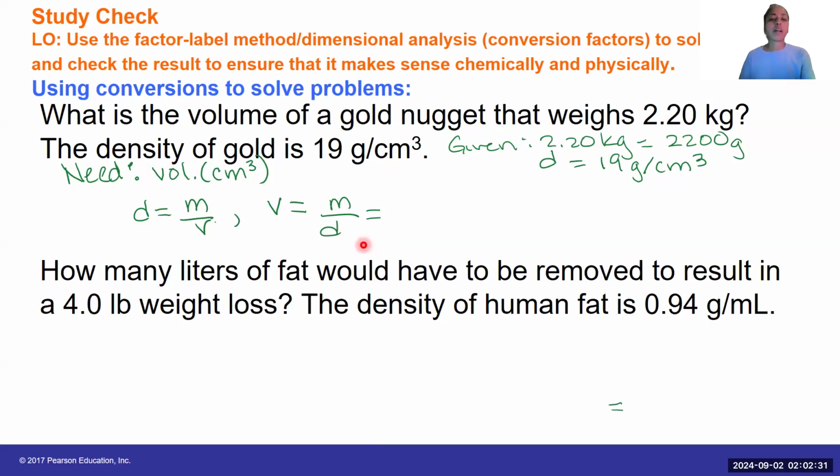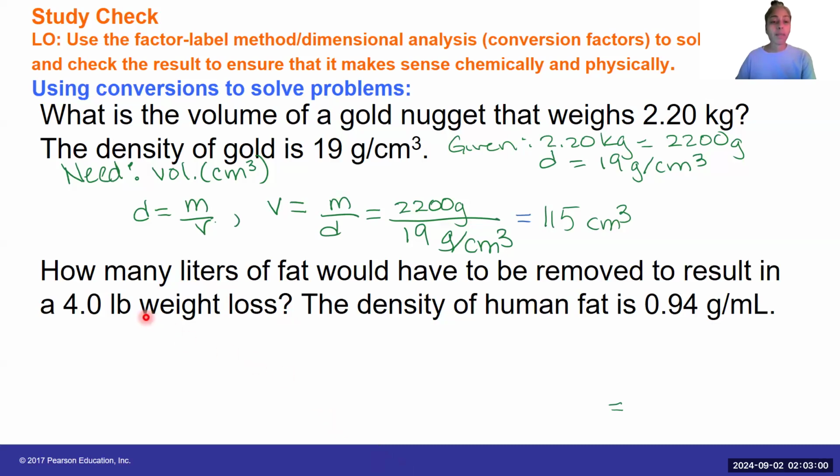So we just take our given amount, 2,200 grams divided by 19 grams per cubic centimeter, and we get 115 centimeters cubed. Remember, we're always going to keep the sig figs in our given value and not our conversion. The density here was used as our conversion. We don't use it in our calculation.